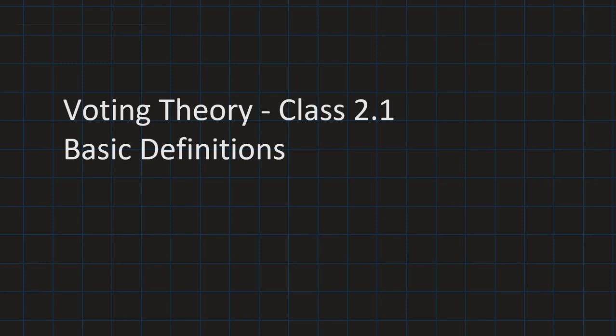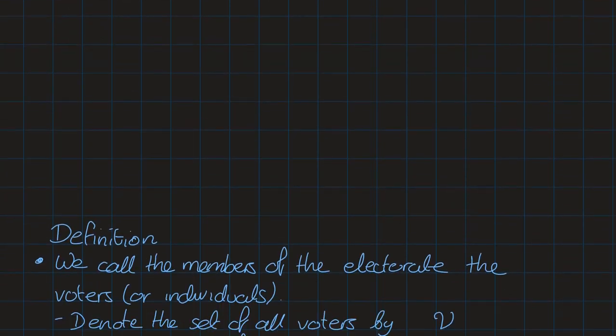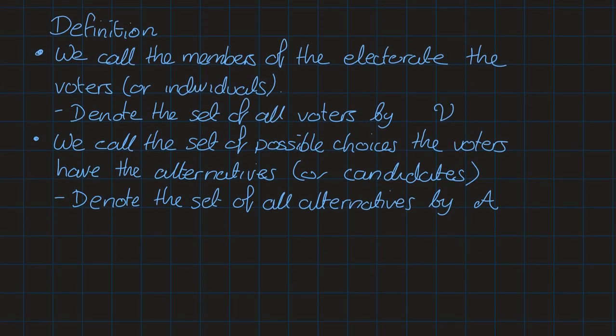In order to properly study voting theory, in order to properly analyze different voting systems and their fairnesses and tactical weaknesses, we need to first develop a formal language which we can use to concretely talk about these things. So that's what we're going to focus on in this class. There's going to be lots of definitions. Let's begin with the first definition.